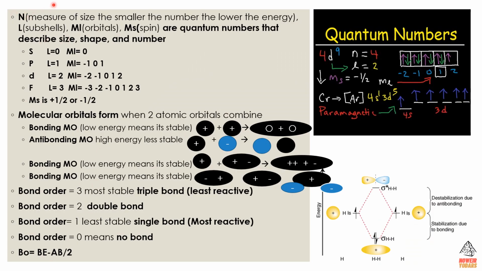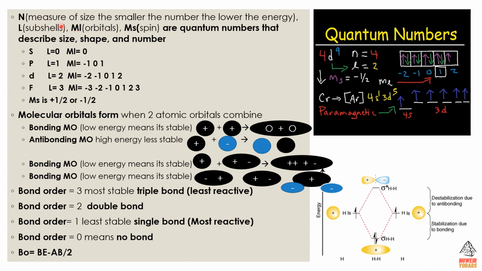So basically we're going to be speaking about quantum numbers. Quantum numbers are the numbers that help us determine where to place the electrons when we're given an atom, where to place them on shells and subshells. So we're going to start with n. It's n, l, ml, and ms.